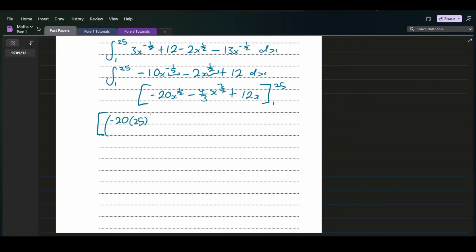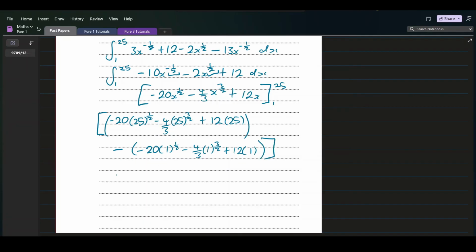That's 25 to the power half minus 4/3, and this would be 25 to the power 3 over 2 plus 12 times 25, and then we're going to subtract the lower limit. That would be negative 20 times 1 to the power half minus 4 over 3, 1 to the 3 over 2 plus 12 times 1.